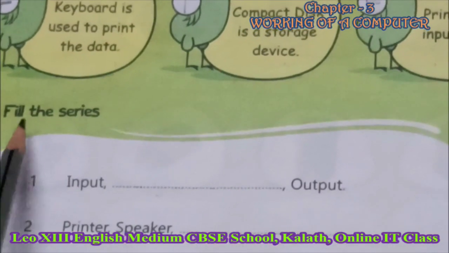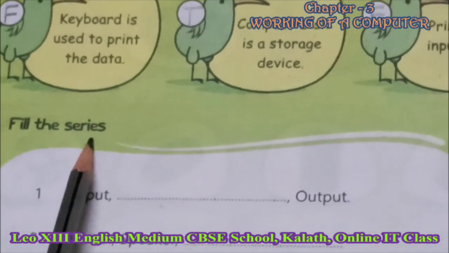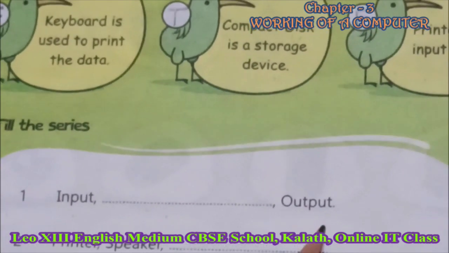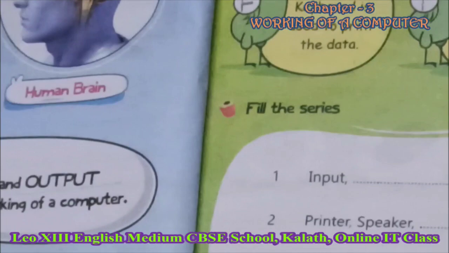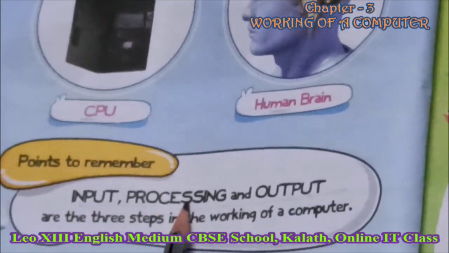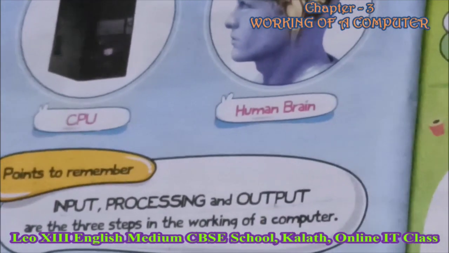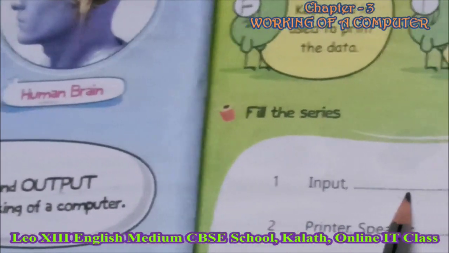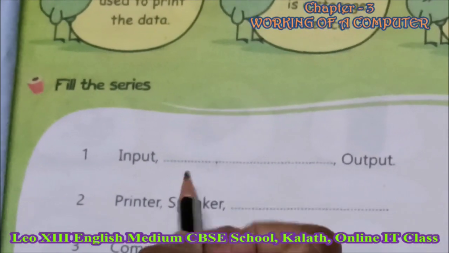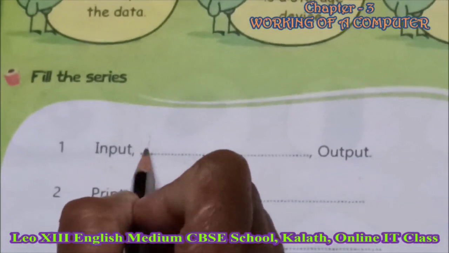The next is, fill the series. First question, input dash output. Look at these points to remember. What is here? Input, processing and output. Then say, what we have to write here? Yes, processing. Input, processing, output. Write here processing.